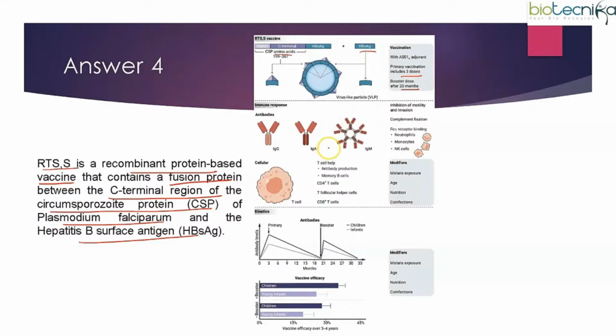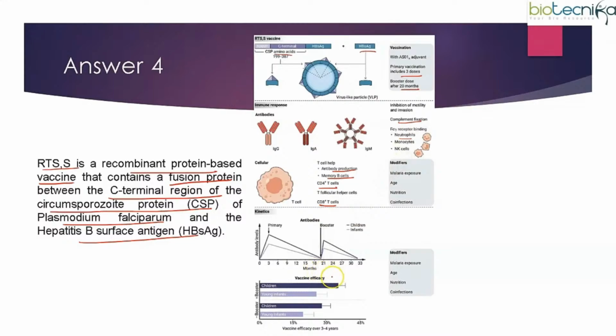So what is the immune response over here? Various antibodies like IgG, IgA, IgM will be released. T cells help antibody production as well as memory B cell generation. CD4 plus T cells will play an important role as well as CD8 plus T cells. Various modifiers like age and nutrition will also influence the immune responses. Complement fixation can occur, complement proteins will get activated. Fc gamma receptor binding will occur and various immune cells, neutrophils, monocytes, NK cells, will become active.